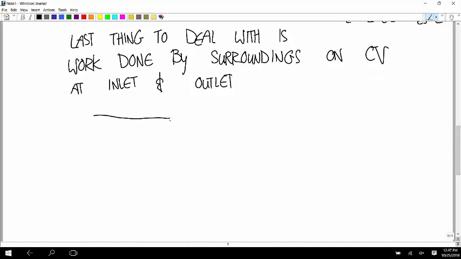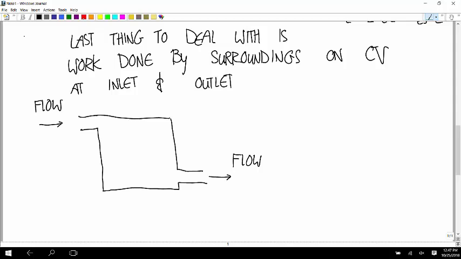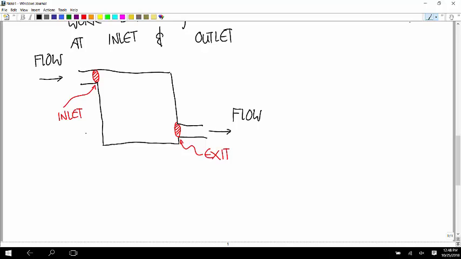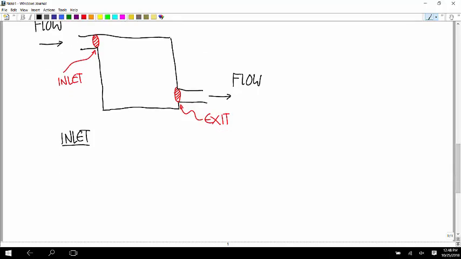Okay, so let's think of this device like this. So this is the direction of flow. This is the inlet. This is the exit. And we'll just think about each one by one. So let's first think about the inlet. So the work done on these particles, we're assuming that all of these particles have a speed.